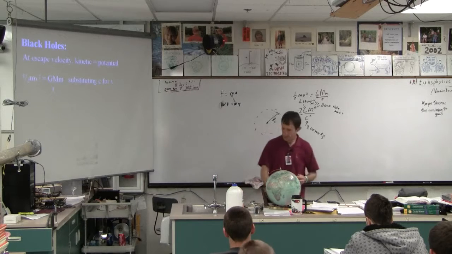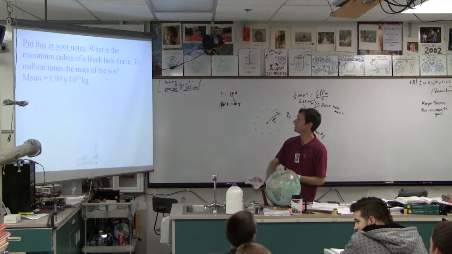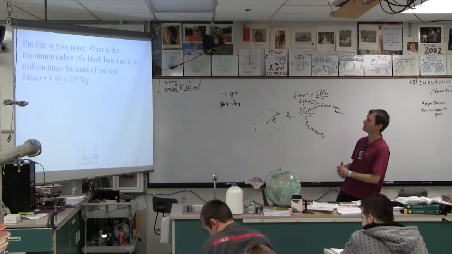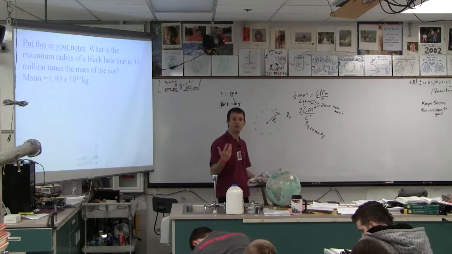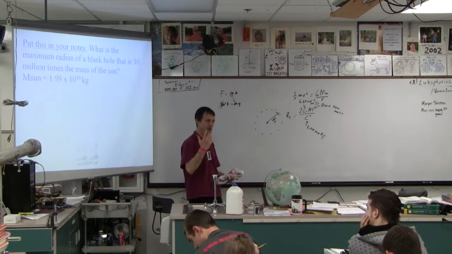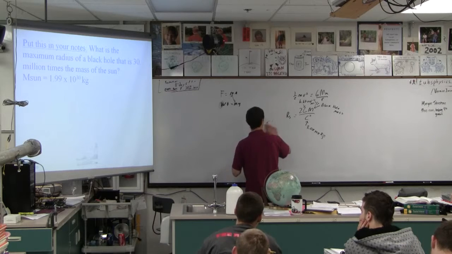So, I think, do we have an example of this in your thing? There, put that in your notes, right? What is the maximum radius of a black hole that is 30 million times the mass of the sun? This would be a supergiant black hole. We think Andromeda has at least a 30 million solar mass black hole in the center. So put this example in your notes.